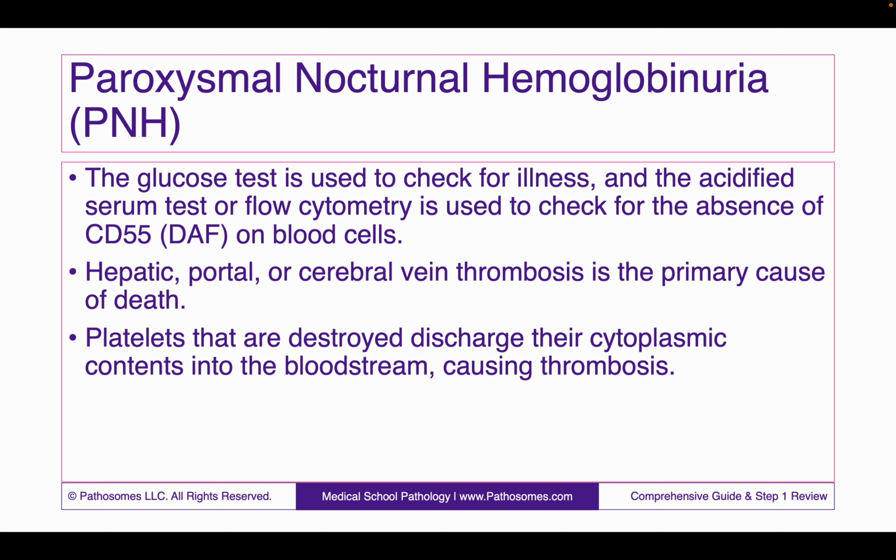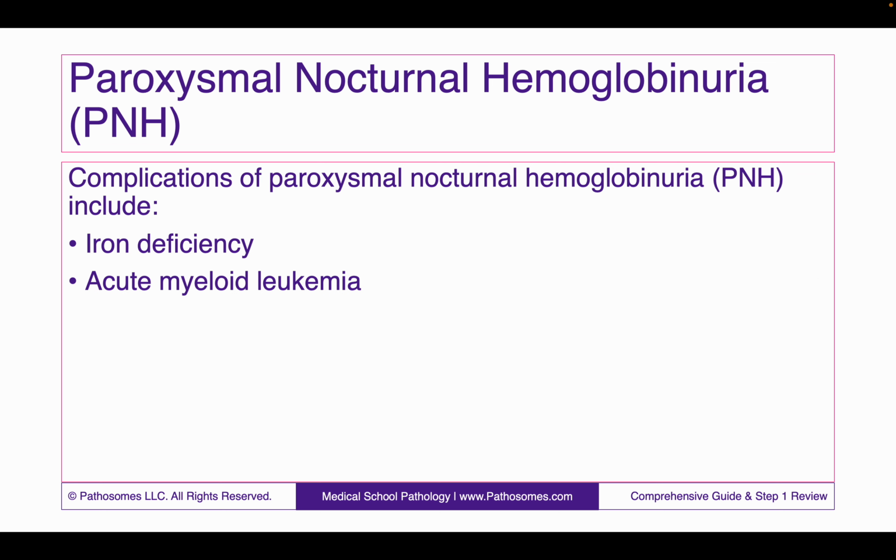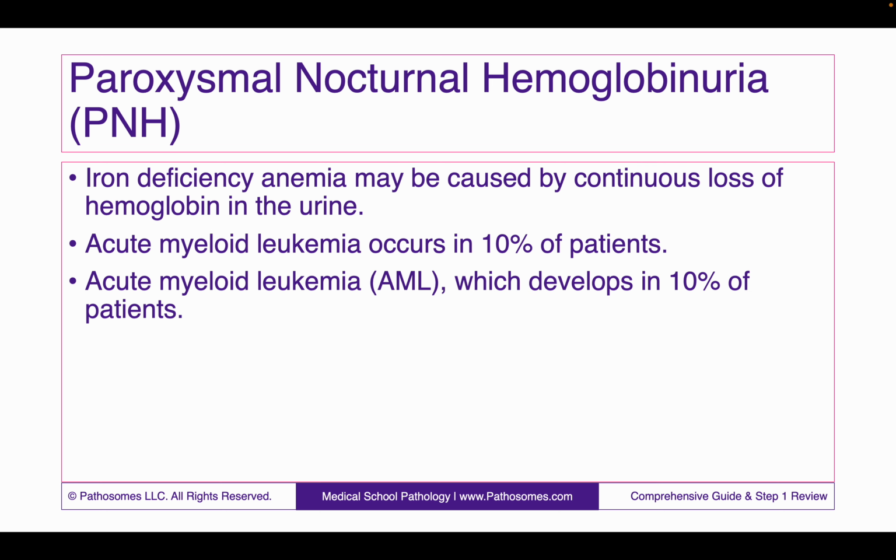Hepatic portal or cerebral vein thrombosis is the primary cause of death in patients who die due to PNH. Platelets that are destroyed discharge their cytoplasmic contents into the bloodstream, causing thrombosis. Complications of paroxysmal nocturnal hemoglobinuria include iron deficiency and acute myeloid leukemia. Iron deficiency anemia may be caused by continuous loss of hemoglobin in the urine. And acute myeloid leukemia occurs in 10% of patients with PNH.